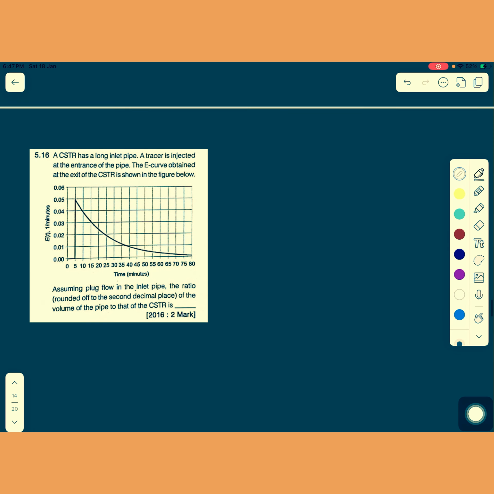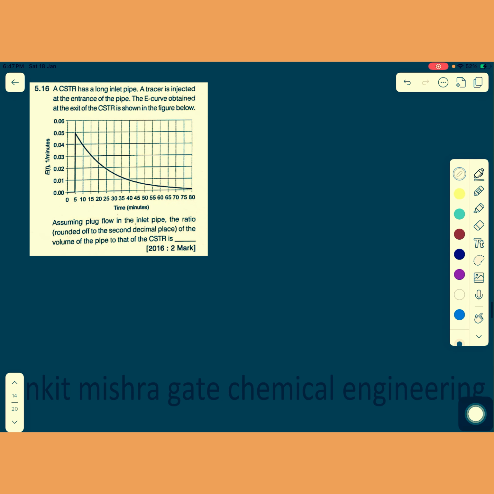I'll be moving towards the next problem of today's discussion. This question is also from a CSTR. A CSTR has a long inlet pipe. Whenever we talk about a long inlet pipe, it indicates that the CSTR is connected with a long inlet pipe, which will be modeled as a plug flow reactor in the upstream direction of the CSTR. The E curve obtained at the exit of the CSTR is given to you.